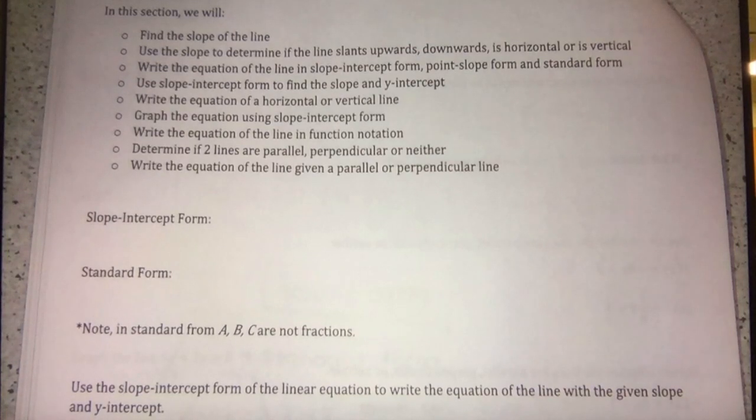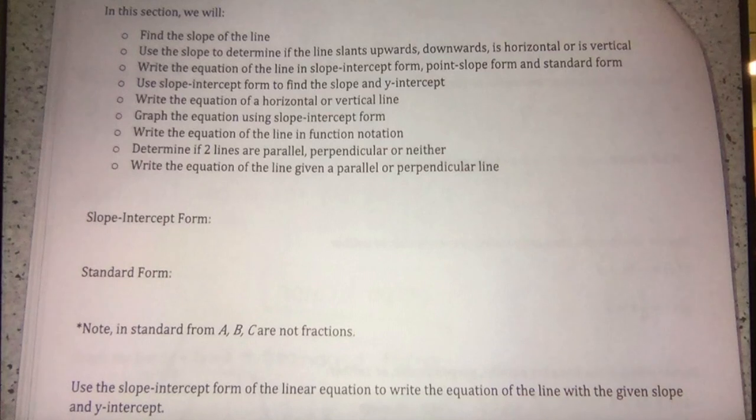All right, so this is going to cover Module 9, Homework 2, which is equations of lines. So in this section, we're going to find the slope. We're going to use the slope to determine how our line is slanted. We're going to write the equation of the lines. We're going to use slope-intercept form to find the slope and the y-intercept. We're going to write the equation of horizontal and vertical lines.